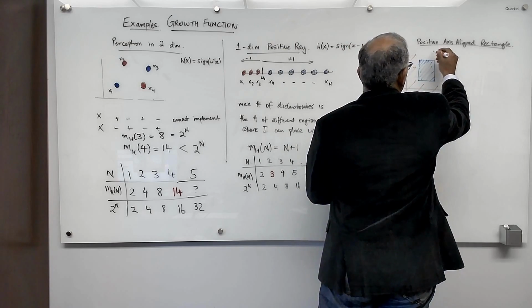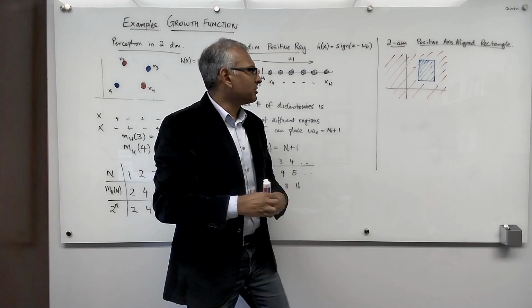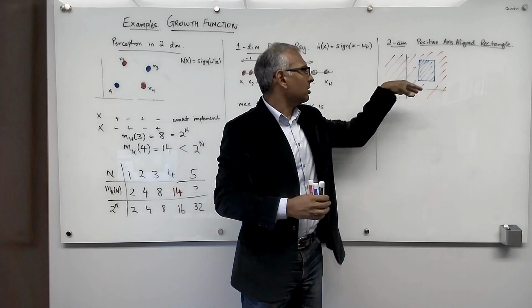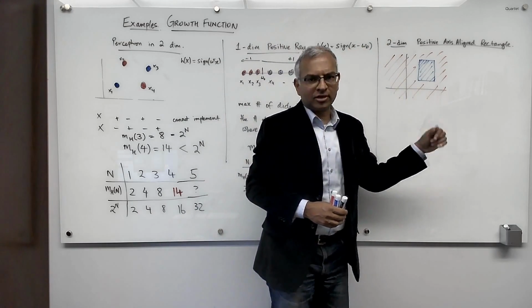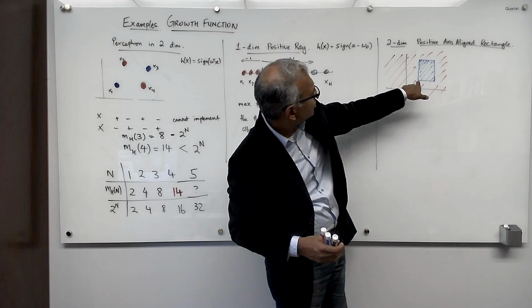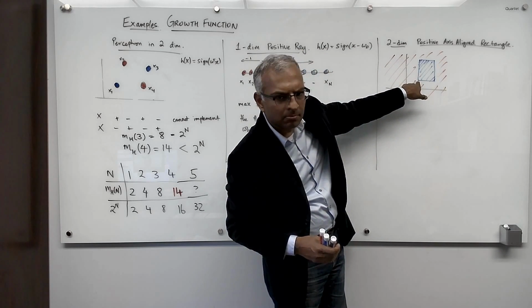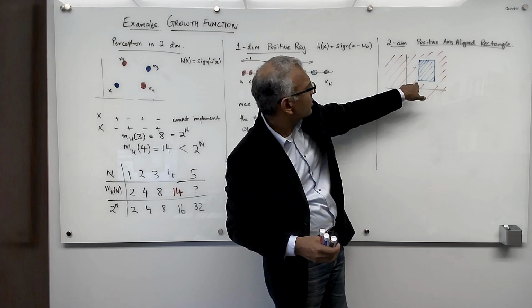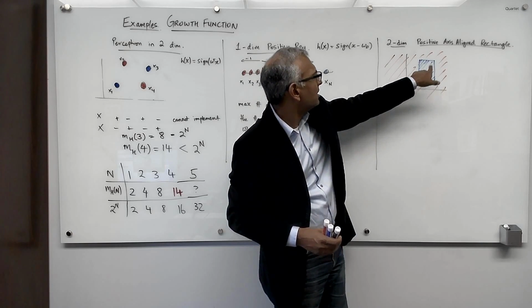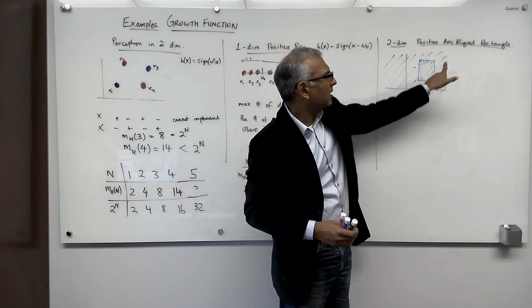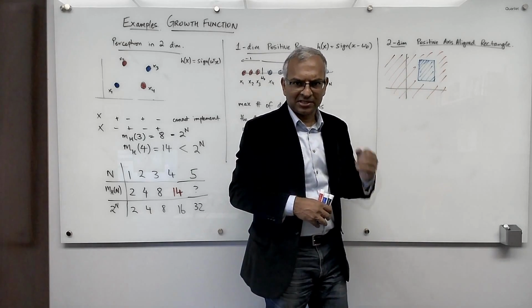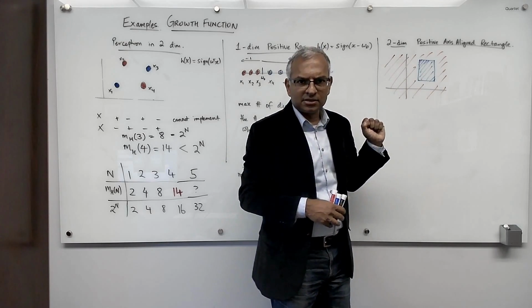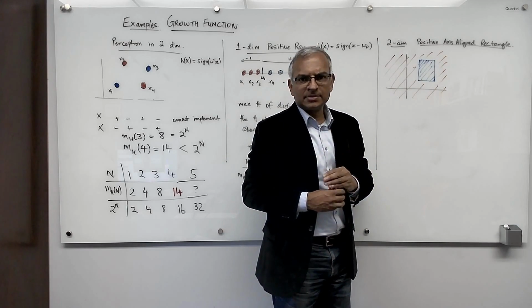And all possible hypotheses of this kind belong to this hypothesis set. Again, uncountably many, because you get to choose, for example, the bottom left vertex. So there are 2 values, x, y for the bottom, and the top right vertex, x, y. So you get to choose 4 real parameters, and that defines the rectangle. And inside the rectangle is +1, and outside the rectangle is -1.